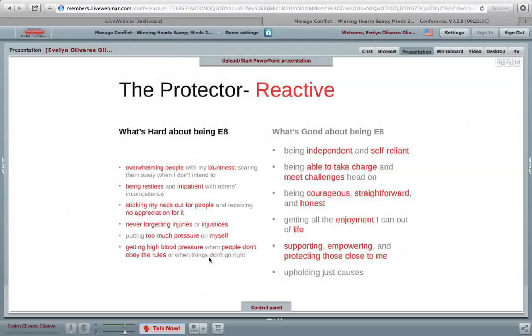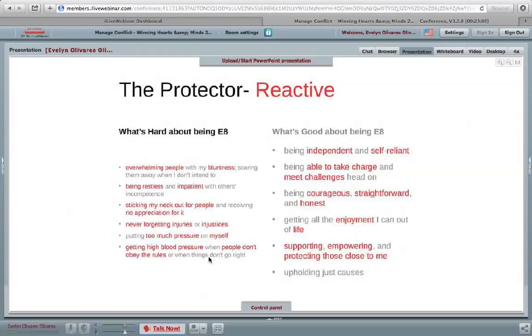They're being restless and impatient with others' incompetence. Sticking my neck out for people and receiving no appreciation for it sucks. Never forgetting injuries or injustices. Don't lie to me. Don't go against me. Putting too much pressure on myself, getting high blood pressure when people don't obey the rules. And I'm not talking here about the rules of what's right and wrong and the rules of society. These people make up their own rules. They have a very high moral standard and they live by their rules, and they want you to live by their rules also.